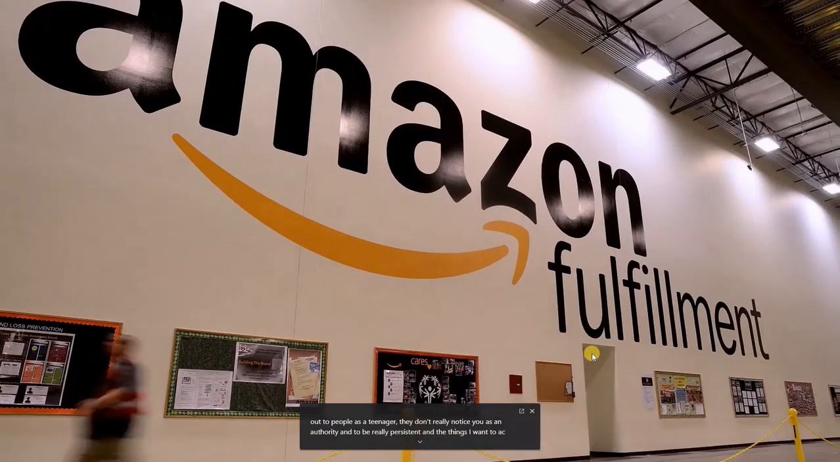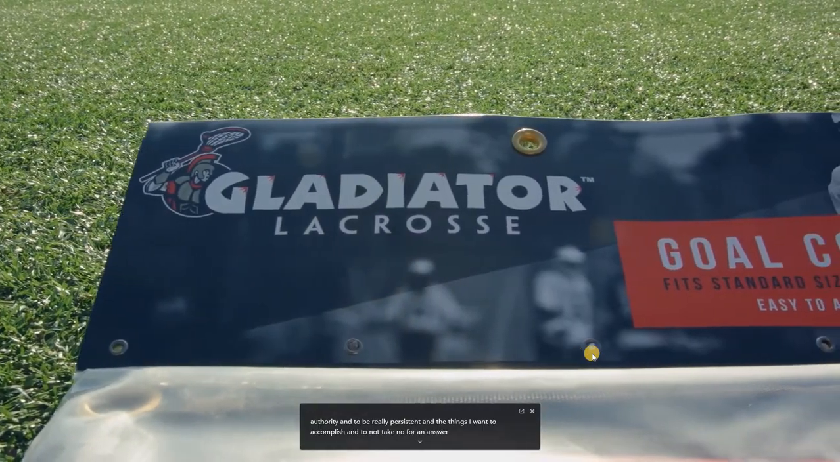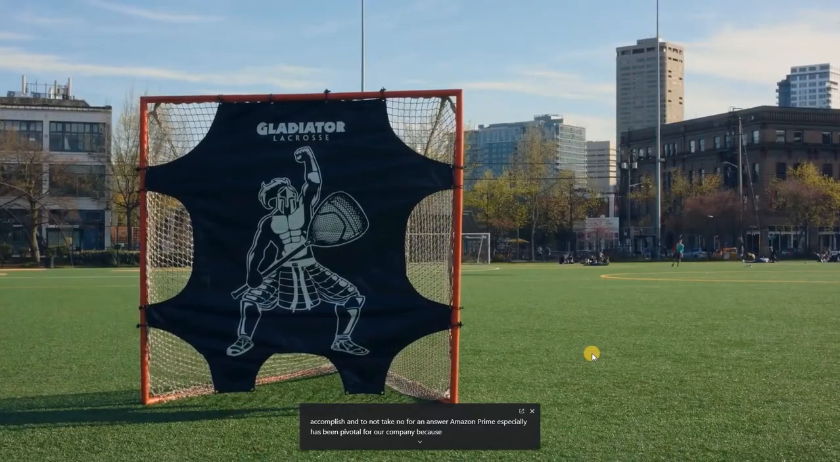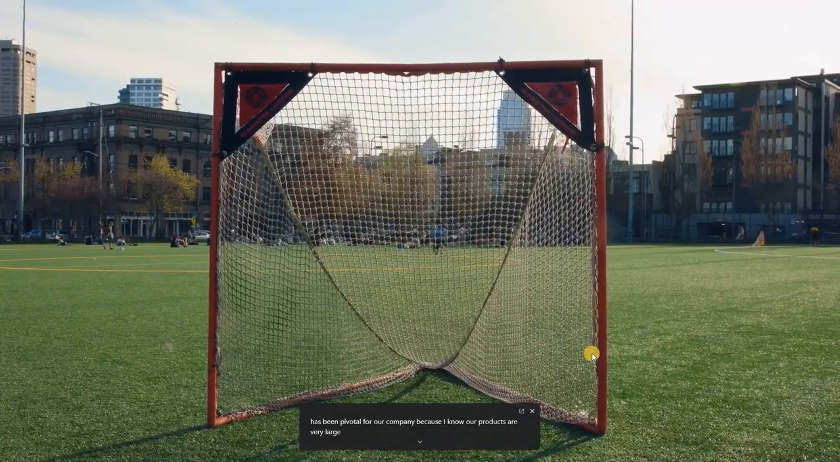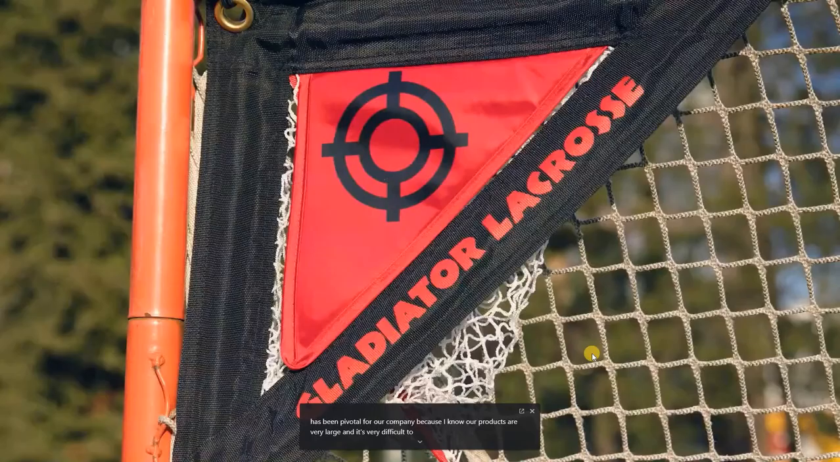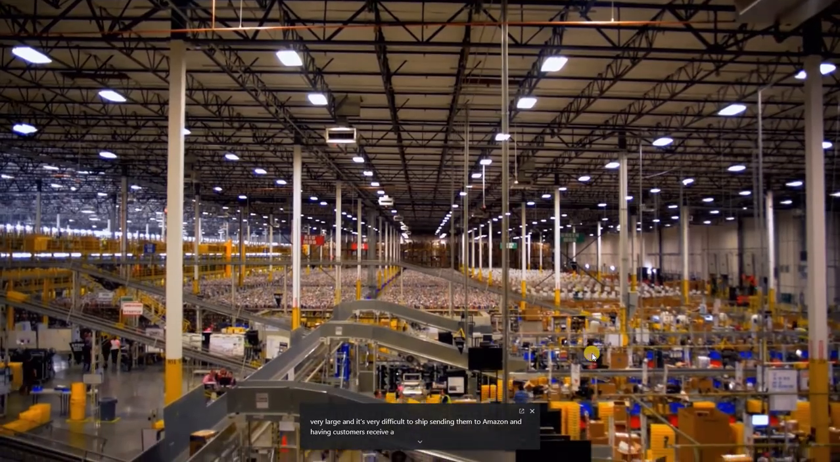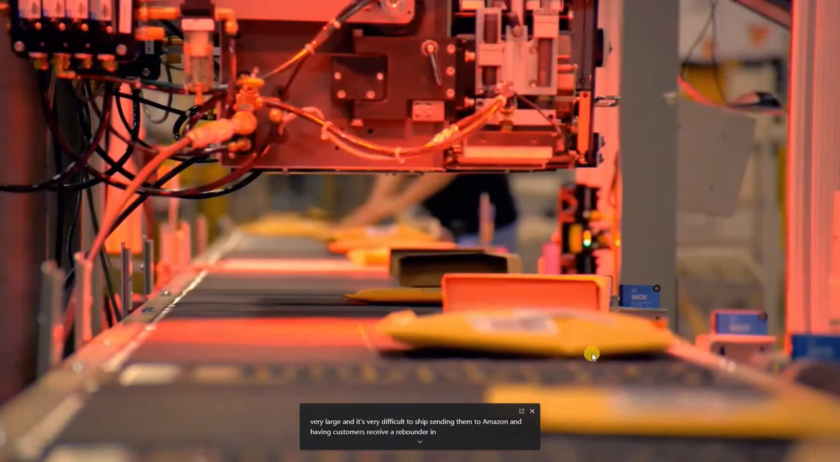Amazon Prime especially has been pivotal for our company because I know our products are very large and it's very difficult to ship. Sending them to Amazon and having customers receive a rebounder in 2 days is amazing for all the players out there. I'm able to plan way in advance by having Amazon take care of shipping, tracking, and customer service for those orders, and taking a load off of me while I'm able to go study for my math test.